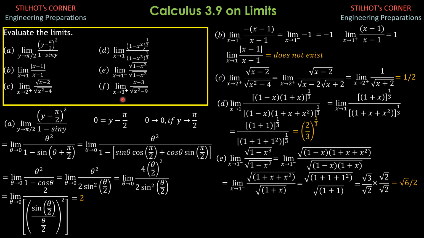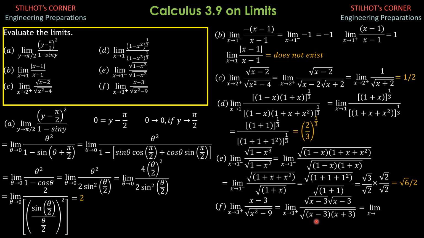And finally, part F, the limit as x approaches 3 from the right of x minus 3 over square root of x squared minus 9. So we factor the denominator as square root of x minus 3 times x plus 3. So that would be the limit of the quantity x minus 3, square root of x minus 3 times square root of x minus 3, over square root of x minus 3 times x plus 3. So the numerator originally is x minus 3. So we write that as square root of x minus 3 squared, or simply square root of x minus 3 times square root of x minus 3. We can cancel square root of x minus 3.